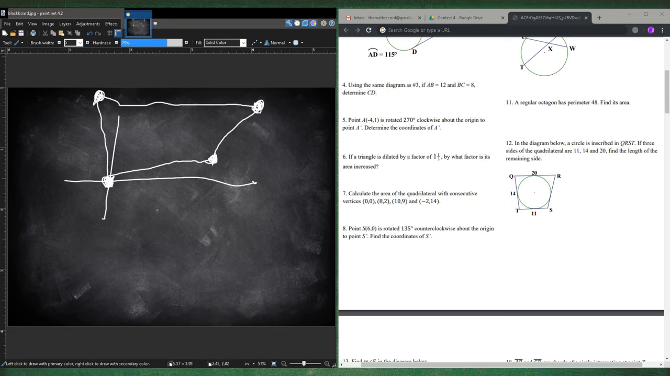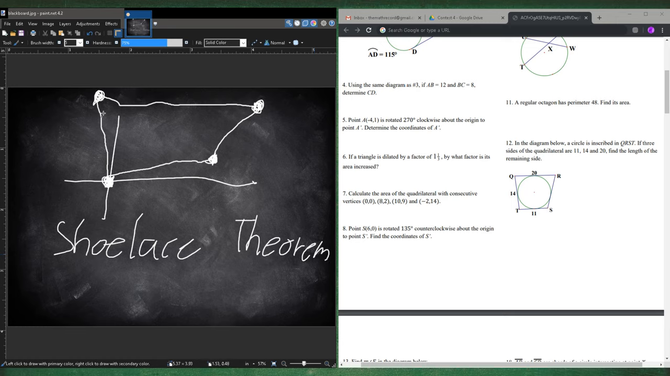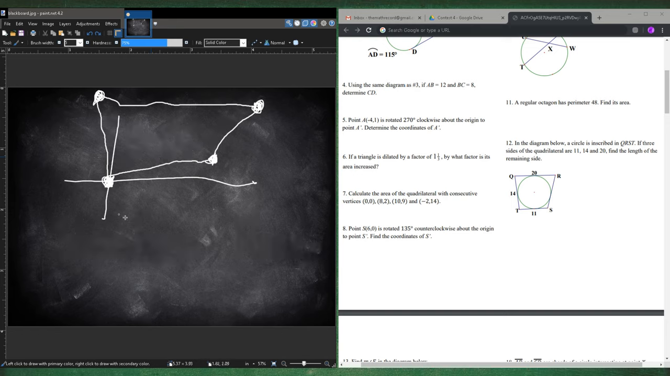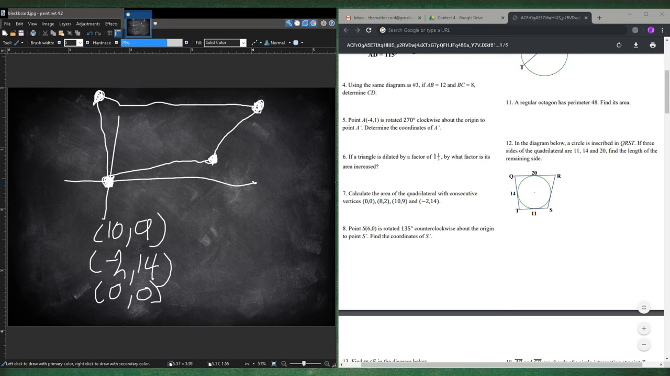Okay. So what we're going to use is the shoelace theorem. This theorem basically gets us the area of a polygon in a Cartesian plane, and it basically just uses matrices. So we're going to write out the matrix. We're going to start with the rightmost point. I always use the rightmost point. So the point right here is 10, 9. And then from there, I go counterclockwise. So the next point is negative 2, 14. And then the next point is 0, 0. And then the next point is 8, 2.